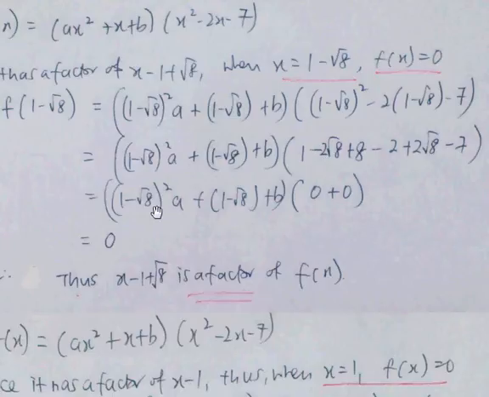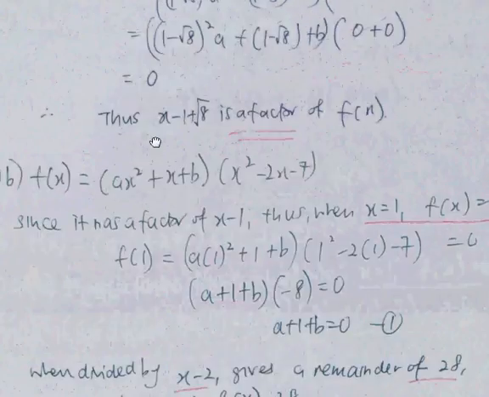Therefore the whole thing equals 0. So times this one, this side equals 0 as well. Therefore f(x) equals 0. Since f(x) equals 0 when x equals 1 - √8, thus x - 1 + √8 is a factor of f(x).